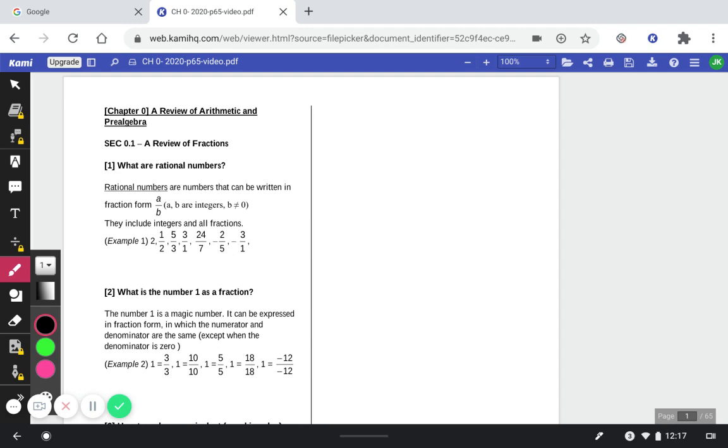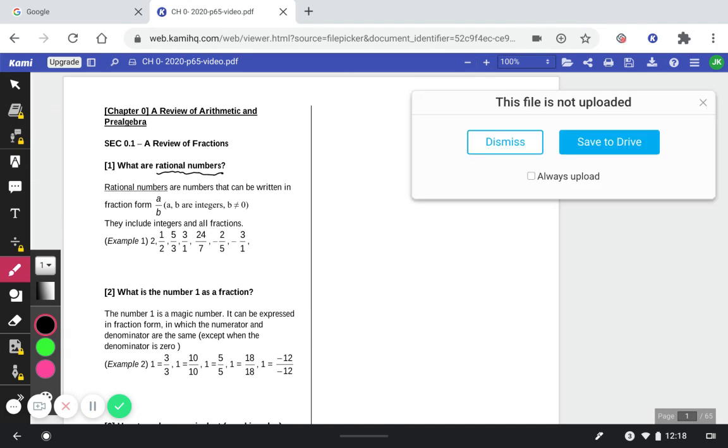In this video, we're going to review arithmetic and pre-algebra, and mainly we're going to go over a review of fractions. Now, to understand fractions, we have to know some terminologies, so we're going to go over some terminologies as well. The first terminology we need to know is something called rational numbers.